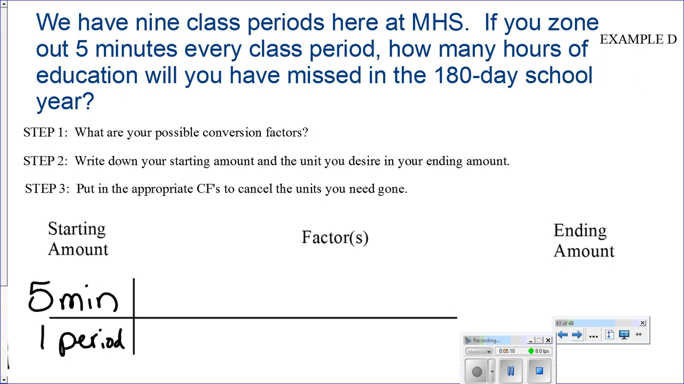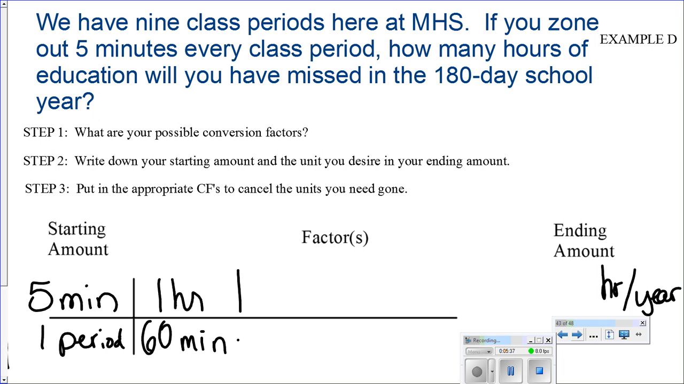What we want to find out is how many hours per year of education you will have missed. So the very first thing I want to do is get rid of both minutes and periods. I'm going to choose to turn minutes into hours first by putting 60 minutes on the bottom and 1 hour on top. So that already took care of the minutes that I wanted to get rid of.